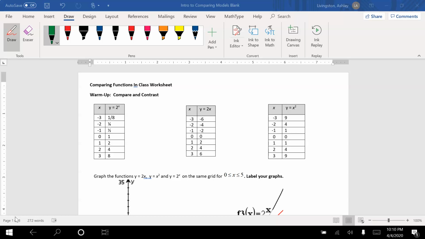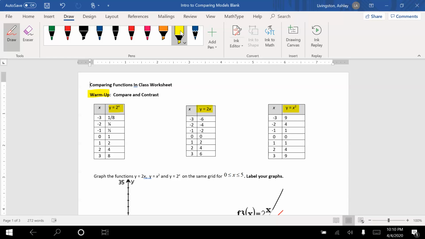You can also just write this down on a separate sheet of paper so you can jot down some notes. So let's go ahead and get started by looking at the warm-up here. I'm asking you to compare and contrast. To start, I'd like you to look at each of these equations here and think about what are some similarities, what are some differences, and what are some ideas that you have about each of those equations.